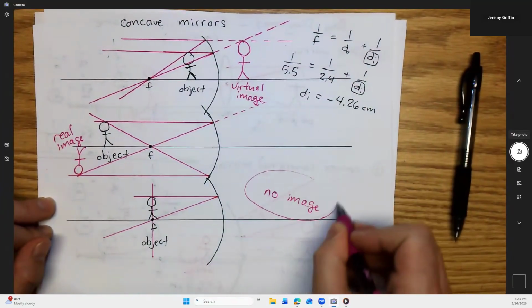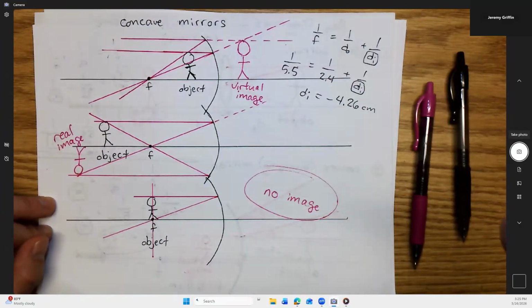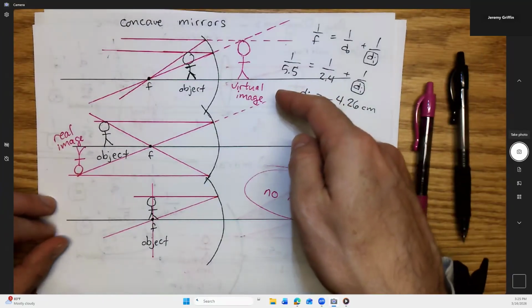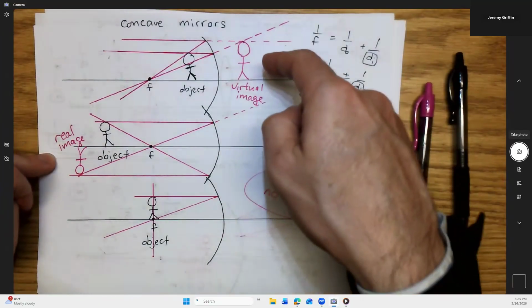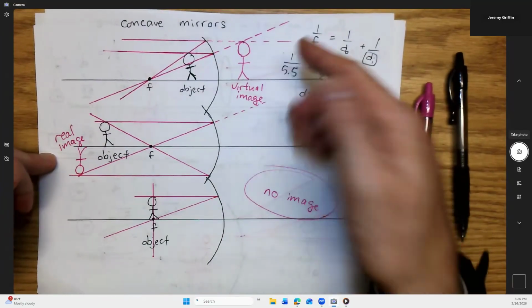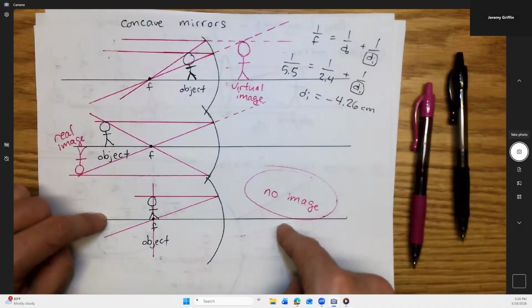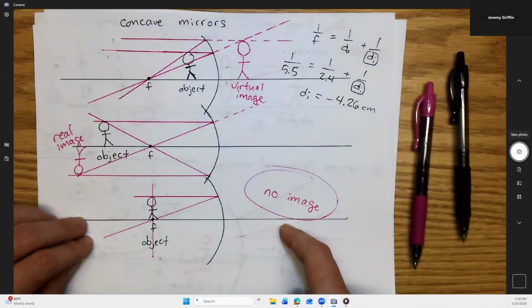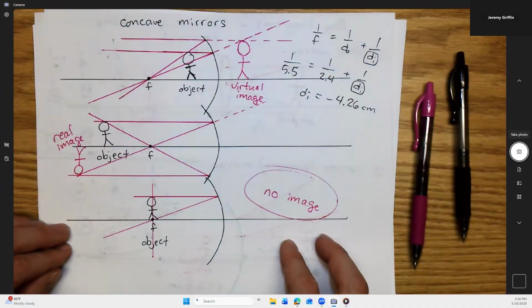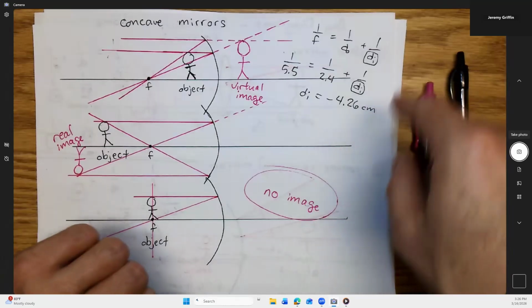So guys, those concave mirrors that are being passed around, if you back it up, you'll see this. If you put it close to your face, you'll see this. And if you get it right in the middle where your eyes are right on top of the focal point, you'll see a blur of light where there's no discernible image at all. And of course, you could run the math on all these too.